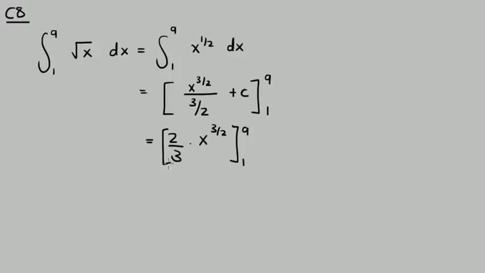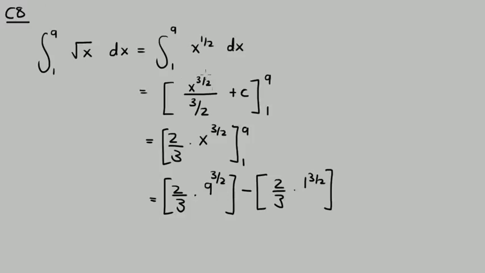So I haven't done anything with the 9 and the 1 yet. So next I'm substituting a 9 in for x. So it's 2 over 3 multiplied by 9 to the power of 3 over 2. And I have minus 2 over 3 by 1 to the power of 3 over 2.